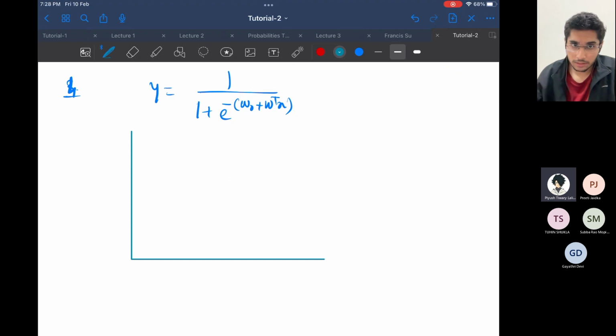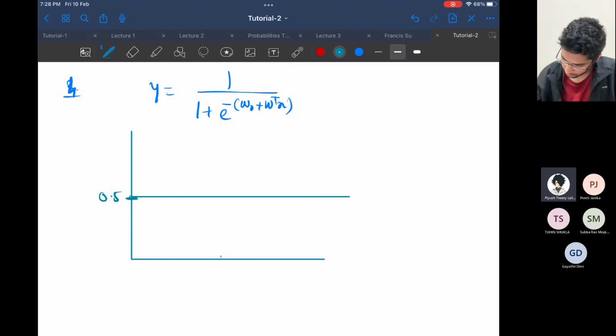And what I have been given is there is a point 0.5 here. There is this line. And there is 14 here.